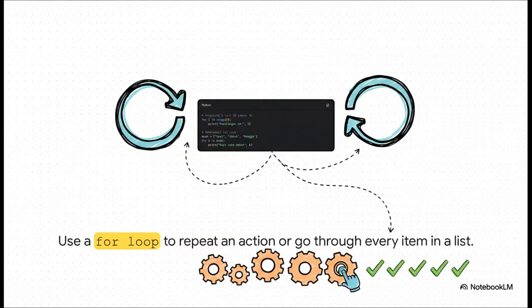Now, what if you need to do something 100 times? You're not going to write the same line of code over and over again, right? Of course not. For that, you use a loop. A for loop is perfect for either repeating something a specific number of times or for going through every single item in a list one by one. It's the absolute key to automation.